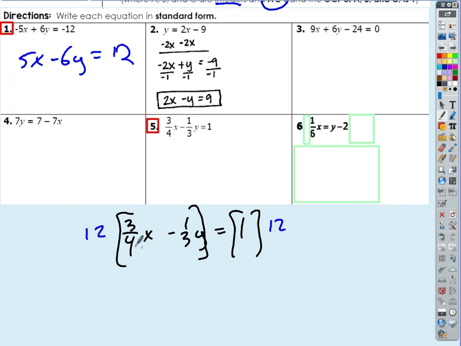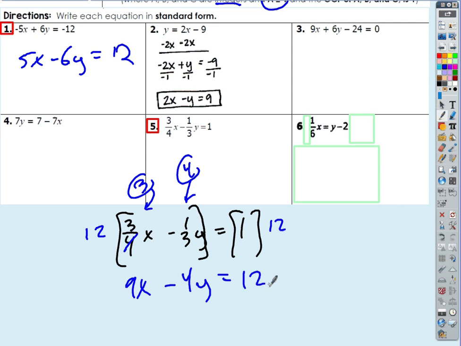So 4 goes into 12 how many times? So what do we end up with on top? Good, 9x. 3 goes into 12. So I get a minus 4y, and then over here I just get a 12, right? Okay, no big deal. You guys have got that stuff.